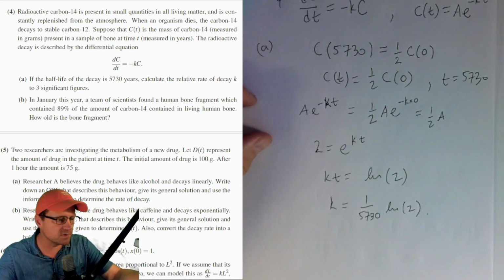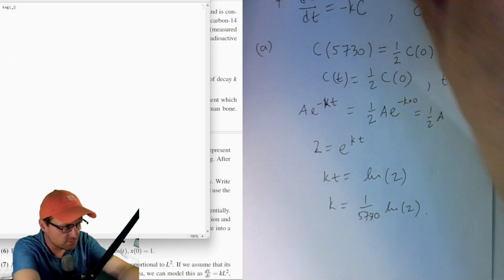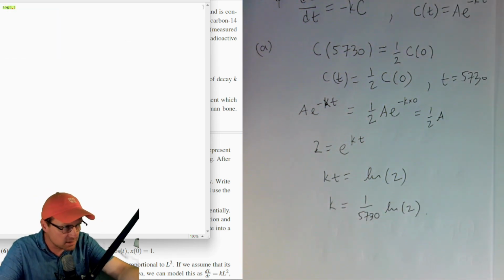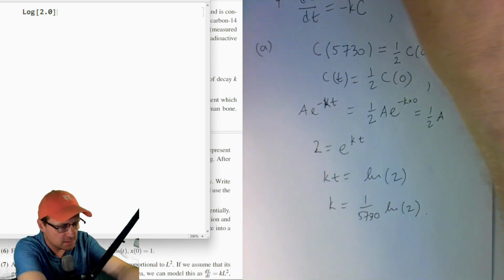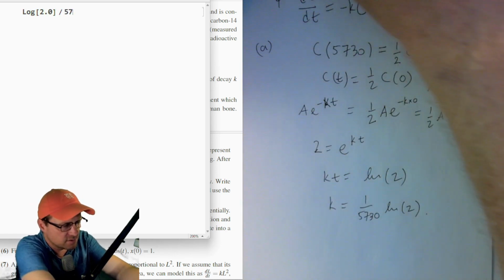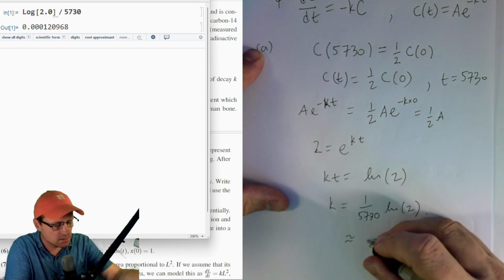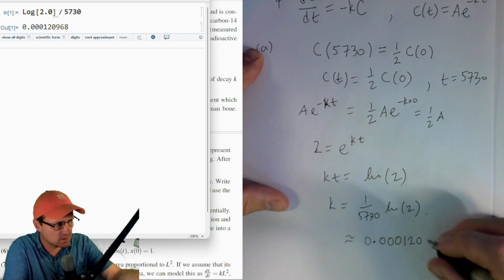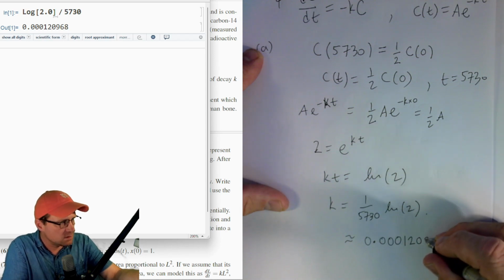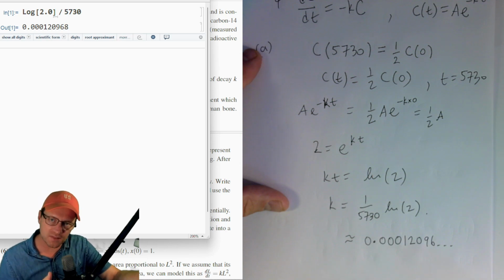So let's open up Mathematica and calculate this. Okay, so I'll just write in log. Now, when I write in log here, that is the natural log. So log of 2.0, and then let's divide that by 5730. Okay, and so we can say that this is approximately 0.0012096, and so on.